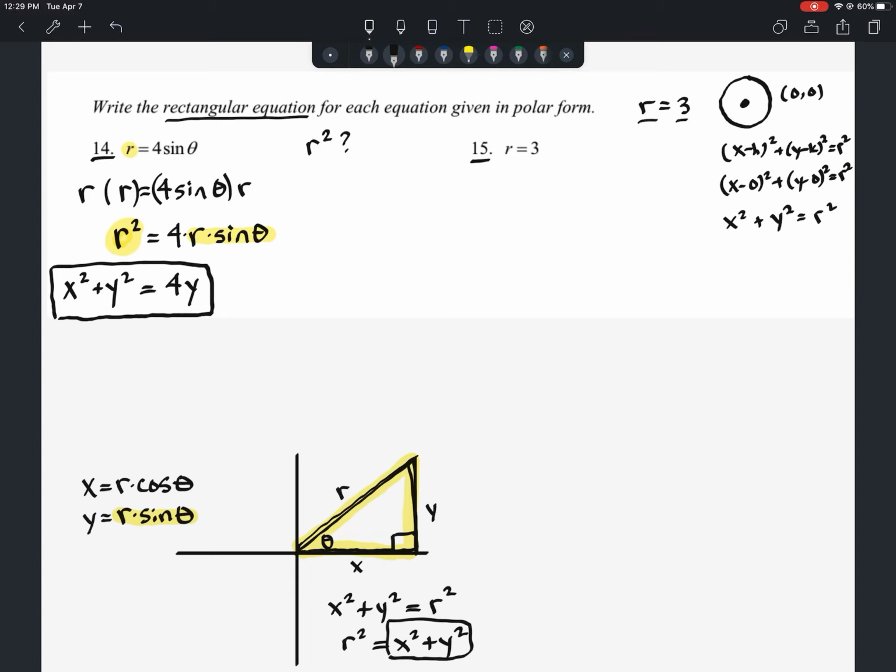And we know that r is equal to 3, so we can put our 3 in there for the r. We have x squared plus y squared is equal to 3 squared, which is x squared plus y squared equals 9. And that actually is an answer.